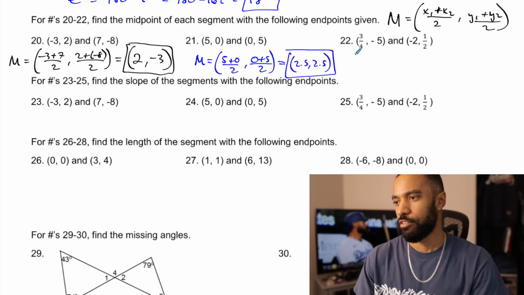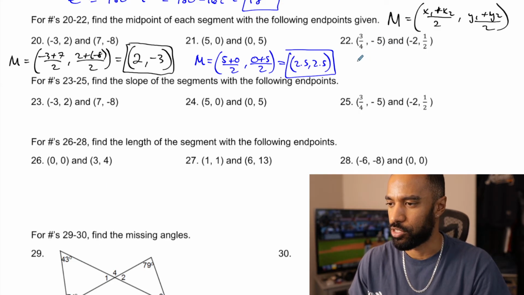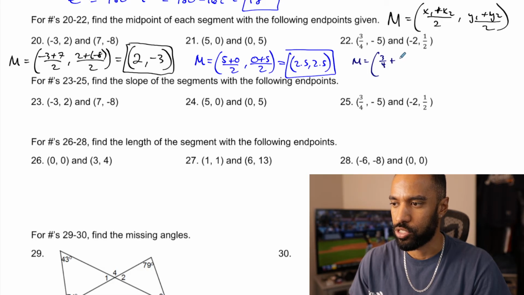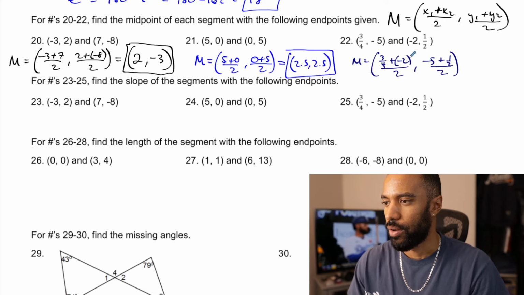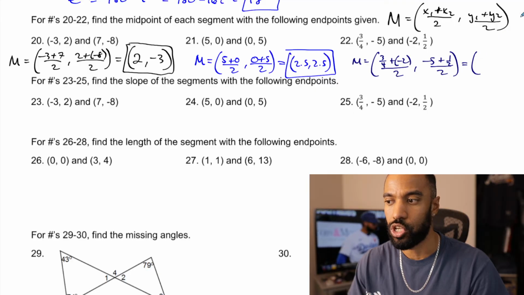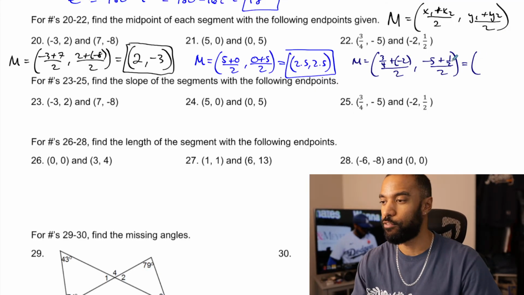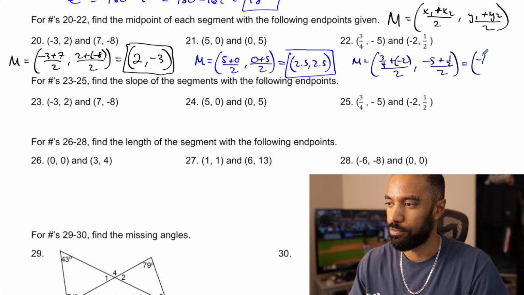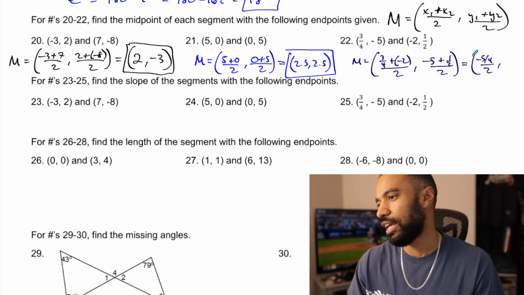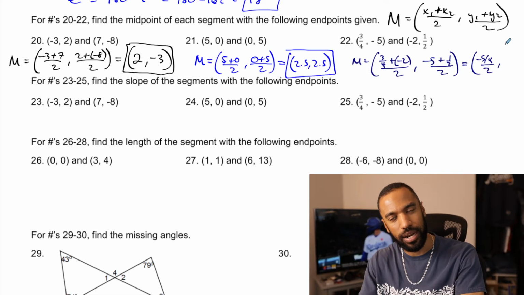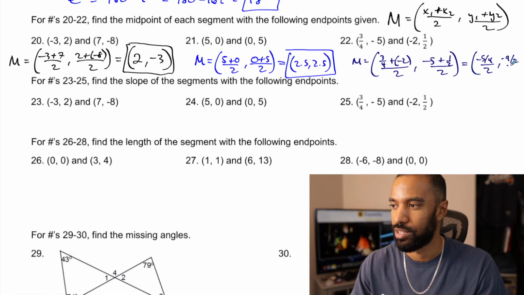As decimals. These are fractions. Not as fun. Not even for me. But let's do it. I got a little more space to work on this one. 3/4 plus -2 divided by 2. And then -5 plus 1/2 divided by 2. All right, -2 is -8 halves, so -8 fourths. 3/4 minus 8/4 is -5/4. -5/4 divided by 2. -5 plus 1/2 is -10 halves plus 1/2, which is -9 halves, divided by 2.